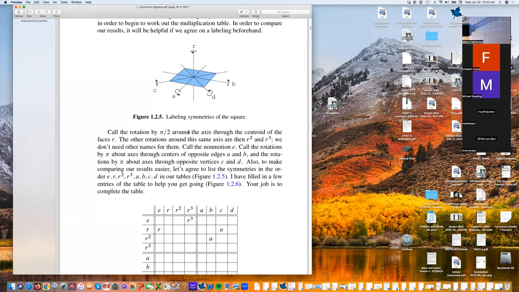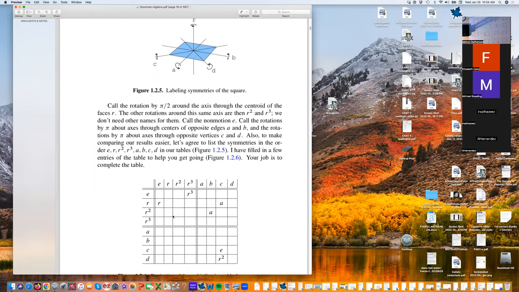And A, B, C, and D: A is the reflection through this axis, B is the reflection through this axis, and C and D are the two diagonal reflections. So that is the notation that the text is using for the symmetries of a square. And if you want to work out the multiplication table, which you will be asked to do in homework, it's a lot of calculation, but it's the only way to get a feeling for what's going on. There are eight symmetries, so the multiplication table will be an 8x8 array. So there are 64 boxes that have to be filled in. But once you get the idea of what's going on, it's really very, very quick.